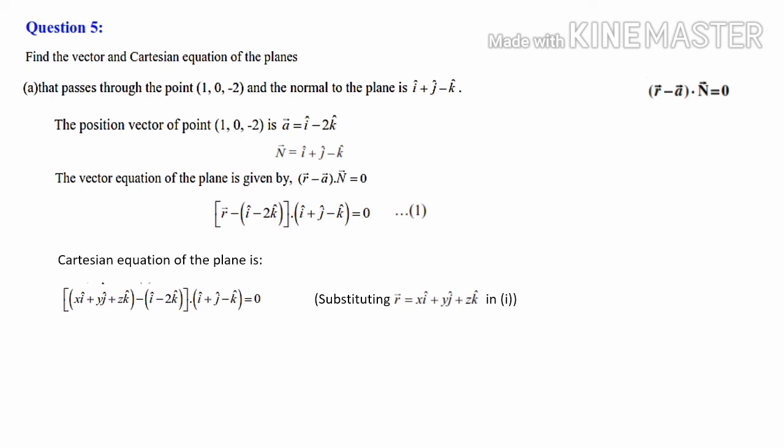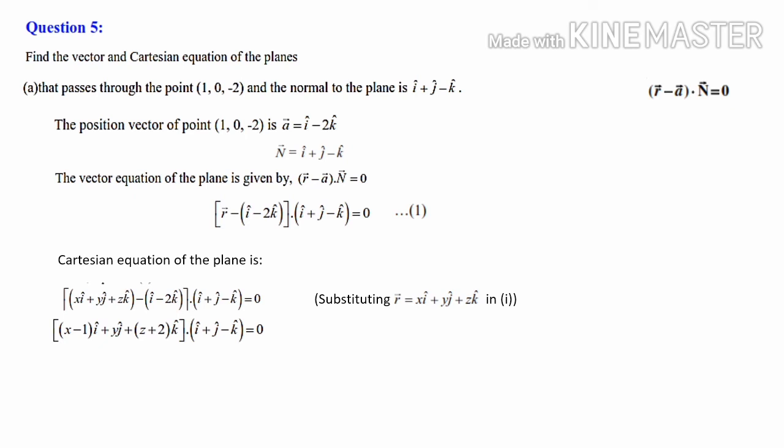This one we have got while substituting the value of vector r in equation number 1. Then a little bit of calculation inside the bracket, that is here x i cap, here minus i cap. When we take i cap outside, x minus 1 into i cap plus here y j cap is there, but here there is no j cap. So y j cap remains the same, plus here z k cap and here minus 2 k cap.